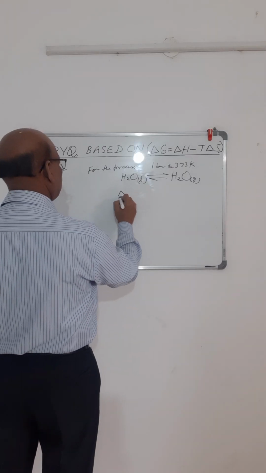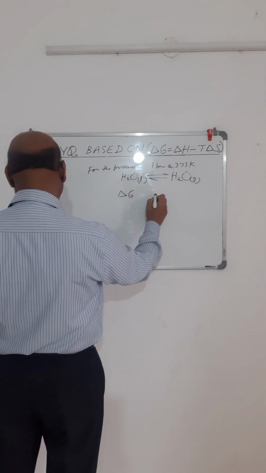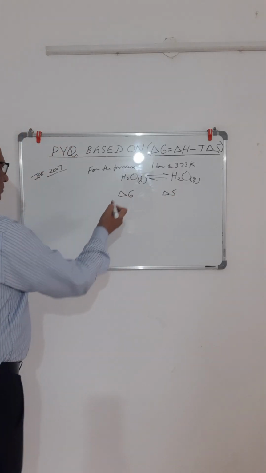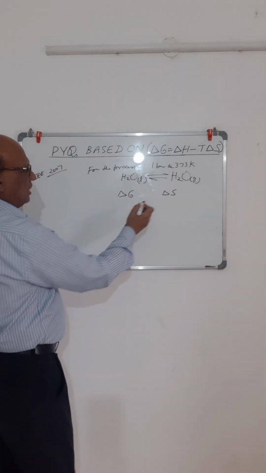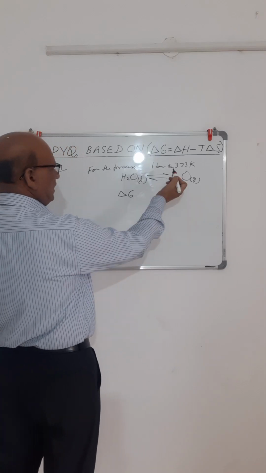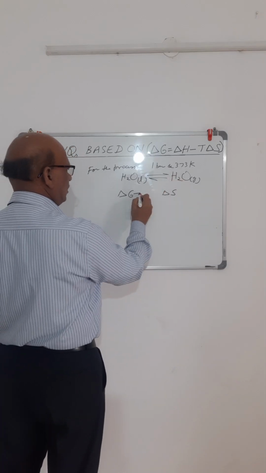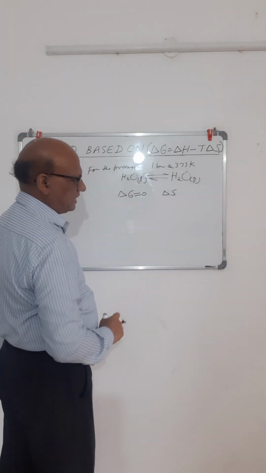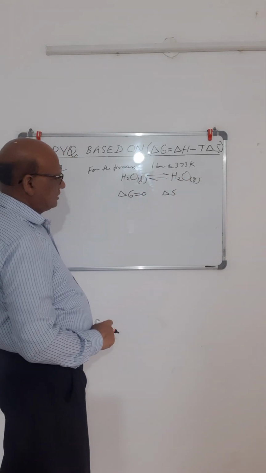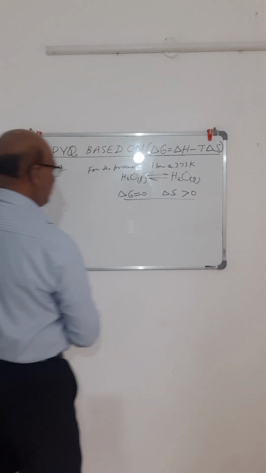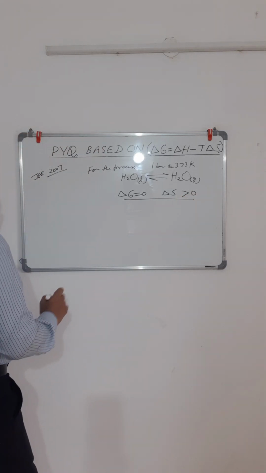So that is with respect to delta G and delta S. Whether delta G will be negative, positive or 0, whether delta S will be negative, positive or 0. We know that the system is at equilibrium, so delta G will be 0, and as liquid is getting converted into gas, randomness is increasing, so delta S will be greater than 0. So that is the right option.